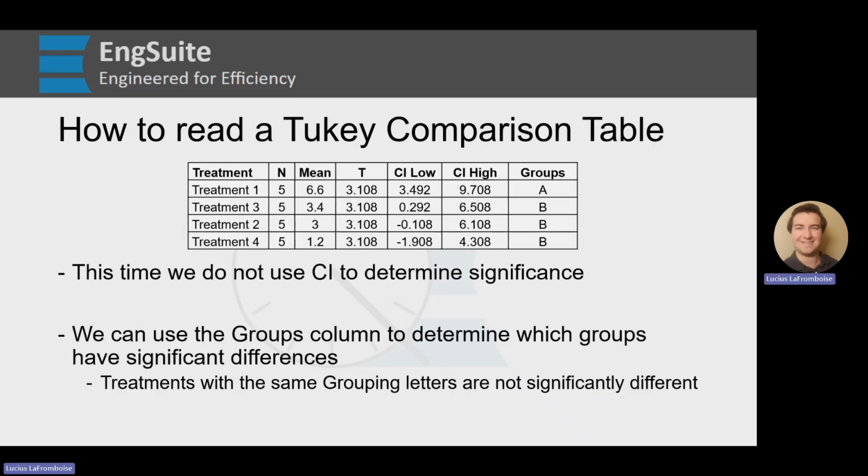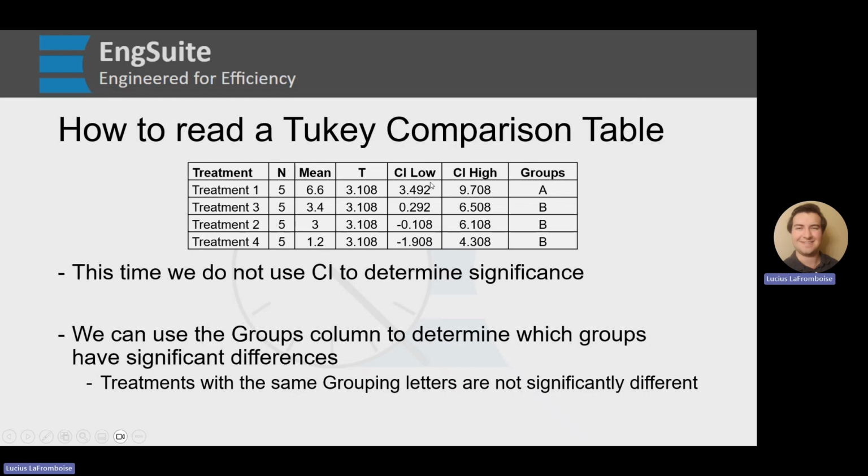Okay, so how do we read our Tukey comparison table? You'll see here we have it broken down by all treatments, but they're not necessarily in the treatment order that we provided them. They're actually in decreasing mean order because that's how the comparison is done. You'll notice that's a common theme in these post hoc tests. This time, we're not using our confidence interval. So remember, this is the same data that we used way back in our ANOVA one-way video, and in our confidence interval table, and in our Fisher LSD table.